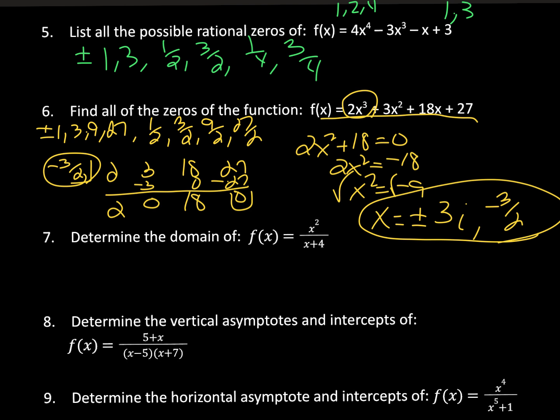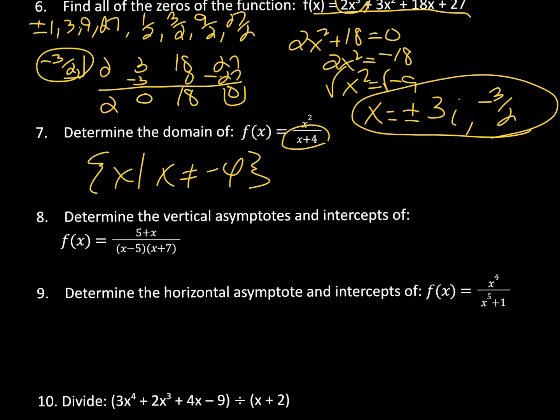Number 7, blast from the past, determine a domain. Remember, the denominator can't be 0. So you got to say all x such that x cannot equal negative 4. There's that one. Number 8, the vertical asymptotes and the intercept.